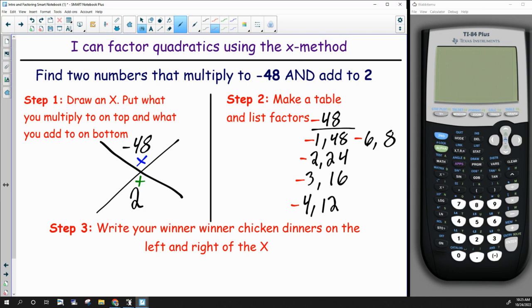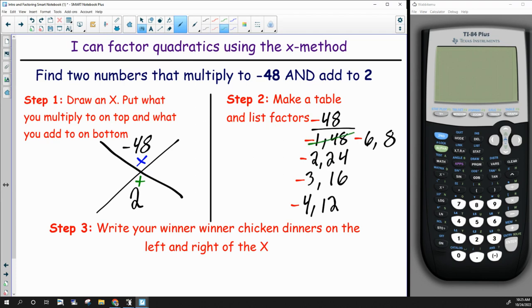Okay, and now what I need to do is figure out which one of these pairs, we have 1, 2, 3, 4, 5 pairs of numbers to check. We need to figure out which of these will add up to 2 and be my winner chicken dinner. Okay, if I look at my first one, in our calculator, negative 1 plus 48. You just check them all. What's negative 1 plus 48? 47. Is that 2? No, it can't be that one. You can even cross out. Not that one.